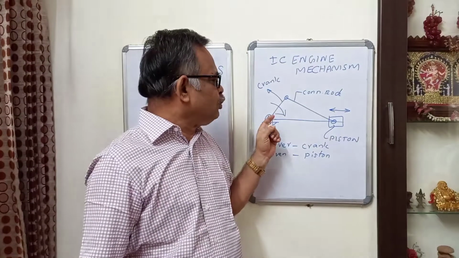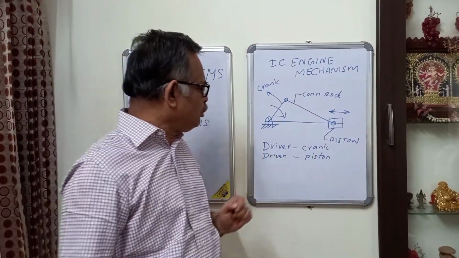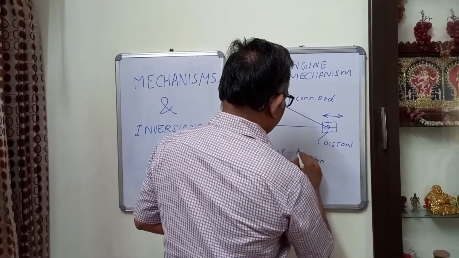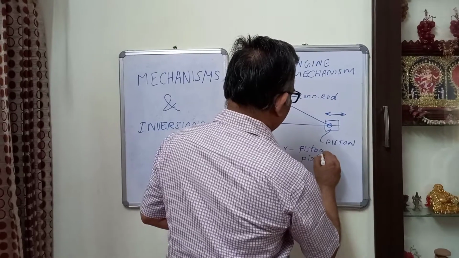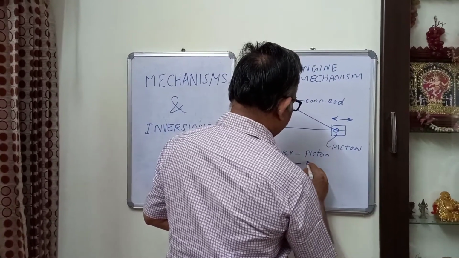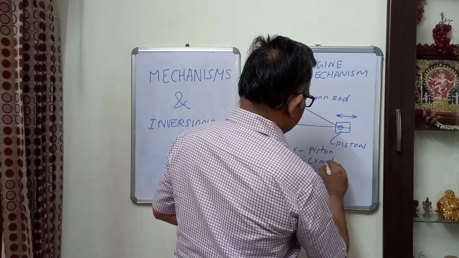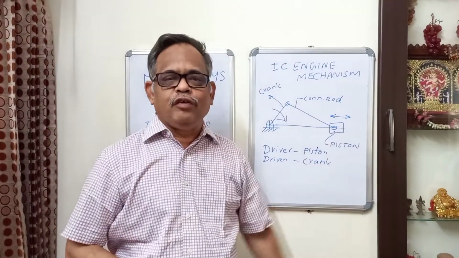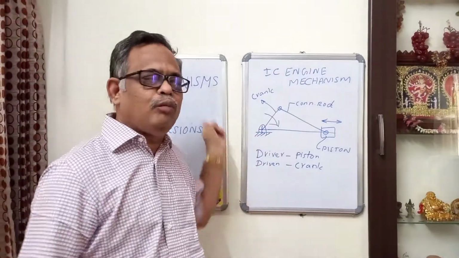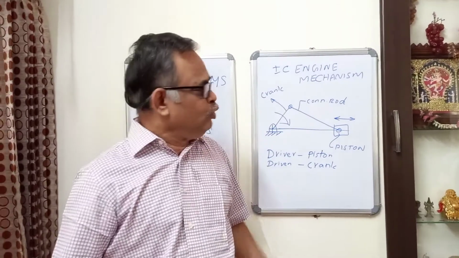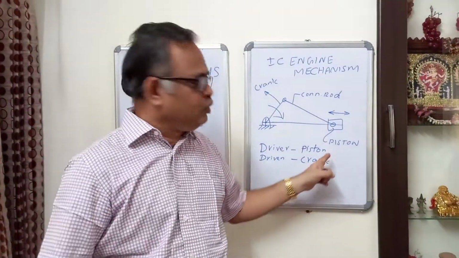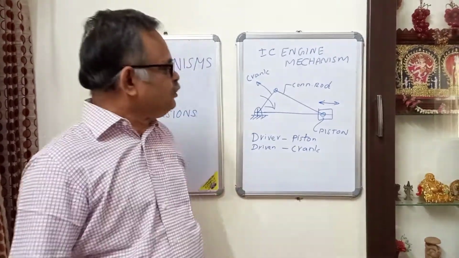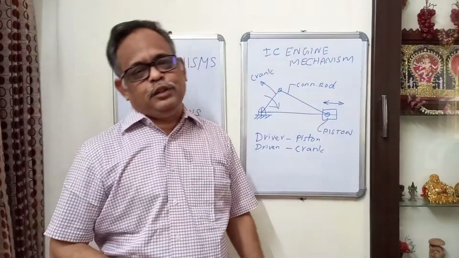So in an IC engine, I made a mistake. The driver is the piston and driven is the crank. In an IC engine, the piston first reciprocates and it is converted into the rotational motion of the crank. So piston is the driver and the follower is the crank. This is called IC engine mechanism.